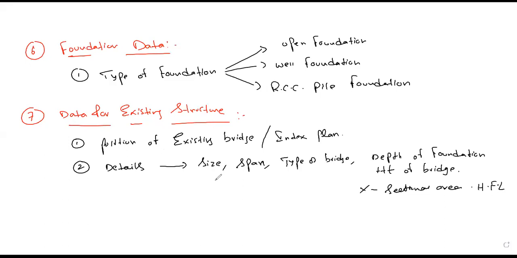Position, details like what is the size of the bridge, what is the span of the bridge, what is the type of bridge, what type of foundation they have used for that old bridge, what is the height of the bridge, what is the sectional area of the bridge in terms of the high flood level, everything. Because if you know this data to design the new bridges, your work will be very easy. So that information is also very, very important.